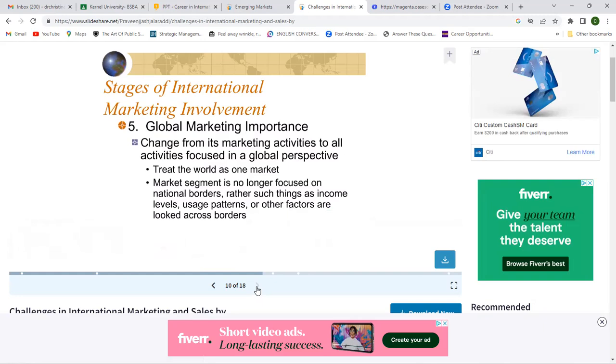Global marketing importance. There is a change from marketing activities to all activities focused on a global perspective. Treat the world as one market. Market segments are no longer focused on national borders. Rather, such things as income levels, usage patterns, and other factors are looked at across borders.